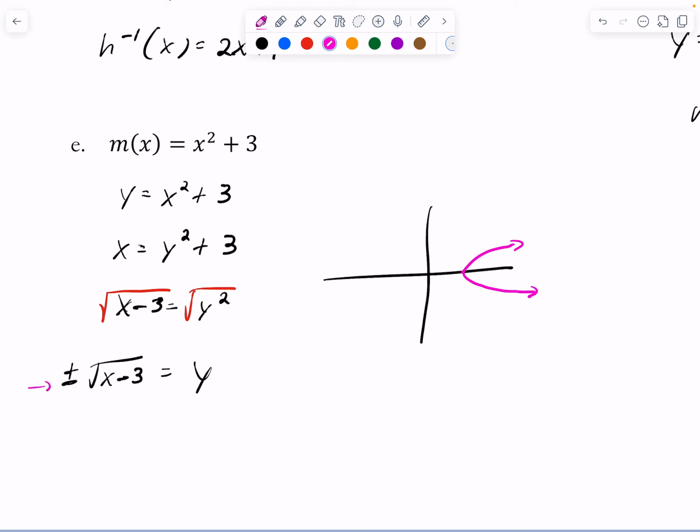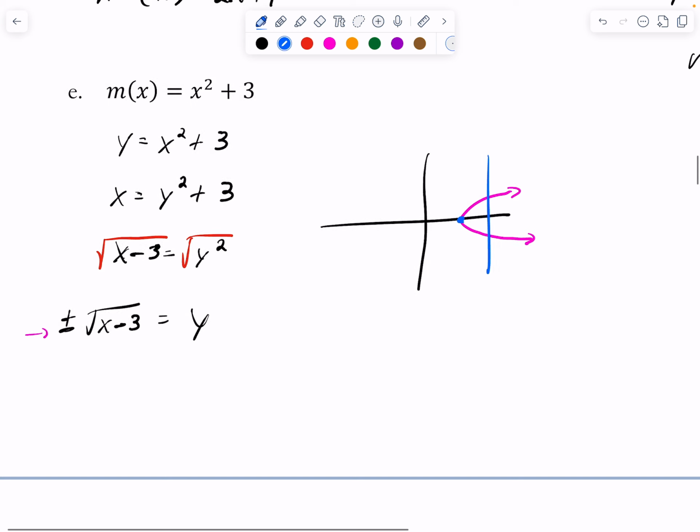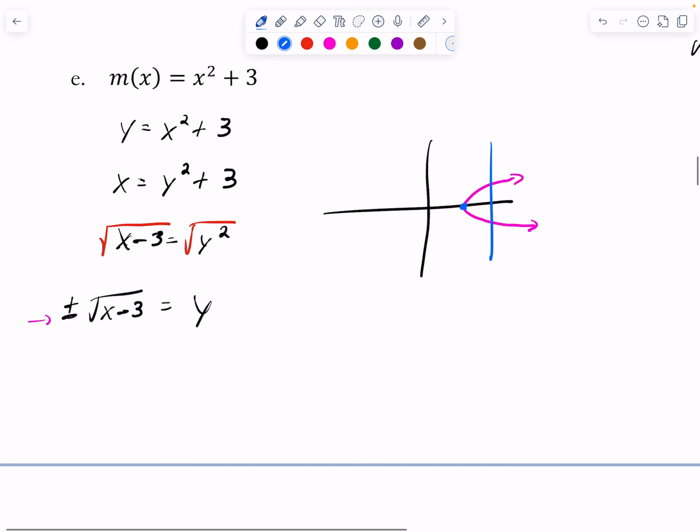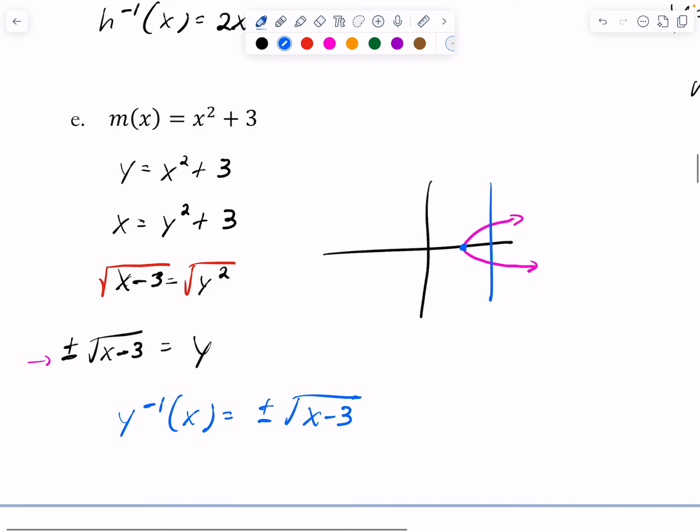So it's a parabola on its side, which fails the vertical line test, right? Pretty much everywhere, actually everywhere except this vertex. Okay, so because it doesn't pass the vertical line test, it's not a function. So we're going to write y to the negative first power of x equals plus or minus the square root of x minus 3. All right, just to show you that this is actually not a function. Okay, it is a relation.